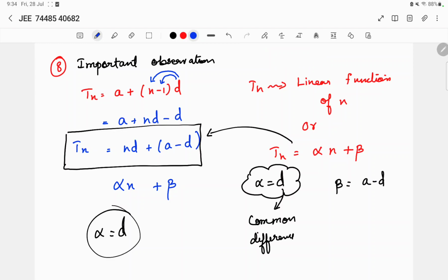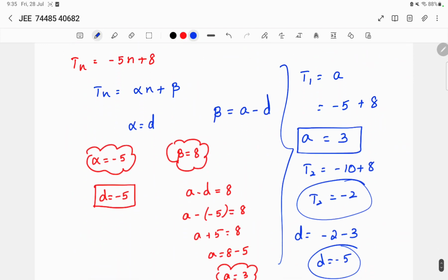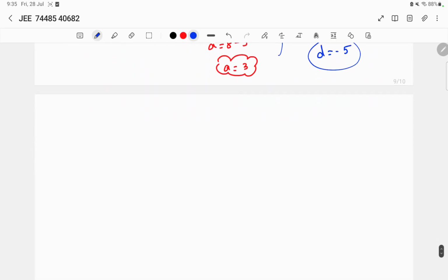So alpha n plus beta will be there, where alpha is equal to the common difference, which means the coefficient of n, whatever you have, that will be the common difference, and whatever constant term you have will be nothing but a minus d. So from this itself you get the common difference. If you substitute that here, you will get the value of the first term as well. So now the next observation.